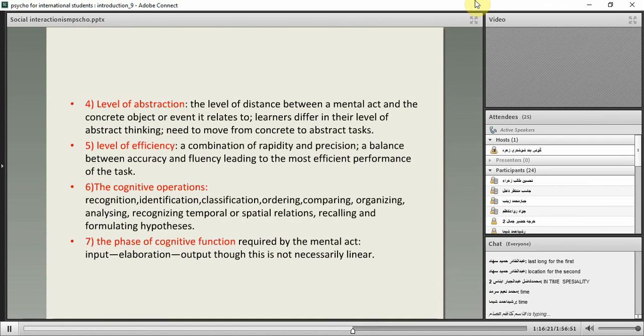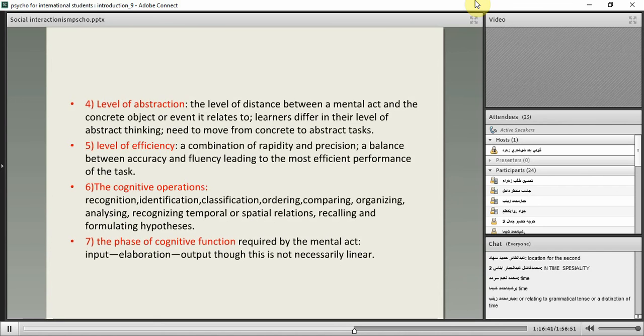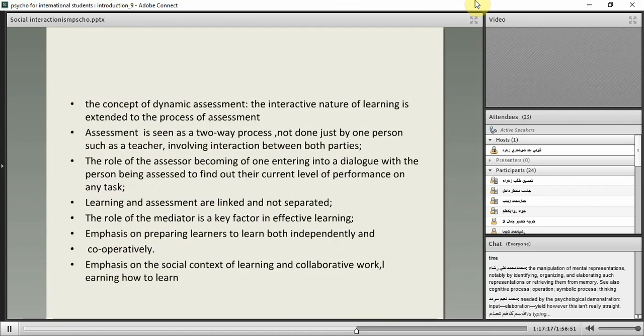For example, when students want to write about a personal experience, time sequence is very important. Okay, they want to narrate an event. The location where that event happens and the time sequence are very important, right? Yes. Recalling and formulating hypothesis. And the seventh is the phase of cognitive functions required by the mental act. That is input, elaboration, output. Of course, this is not linear. That is, when we receive language input, we need to elaborate on that, the thing that we are just doing, and then come up with an output, the performance. Sometimes the output serves as an input for you, modified output.